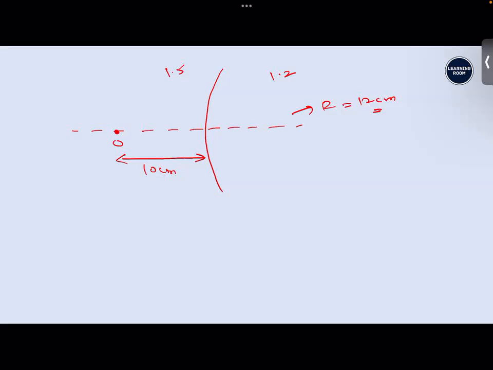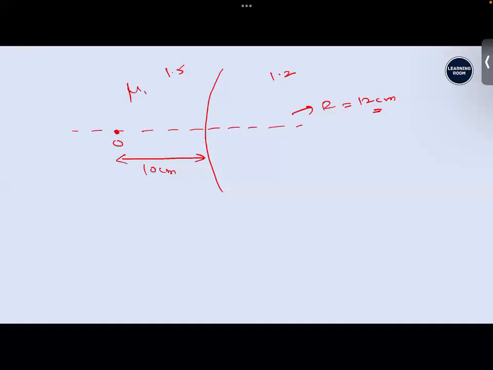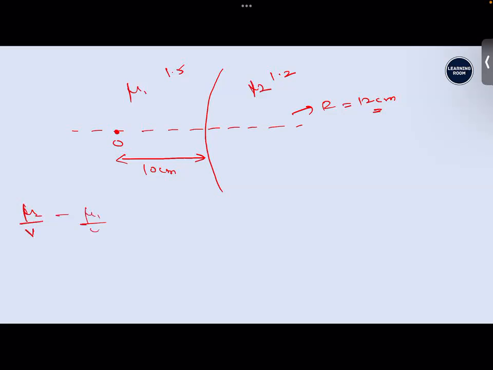Done. What is the answer? Plus or minus? So this is mu1, this is mu2. So mu2 by v minus mu1 by u is equal to (mu2 minus mu1) divided by r. So what is mu2? 1.2 divided by v, v is v only. Minus mu1 is 1.5 divided by u, u is minus 10, is equal to (mu2 minus mu1), 1.2 minus 1.5, divided by r.